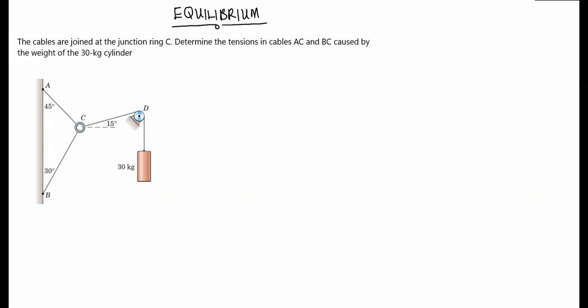In this video, we are going to solve this question I have on the screen. The question says the cables are joined at the junction ring C. Determine the tensions in cable AC and BC caused by the weight of the 30 kilogram cylinder. So let's look at how you are going to solve this question.